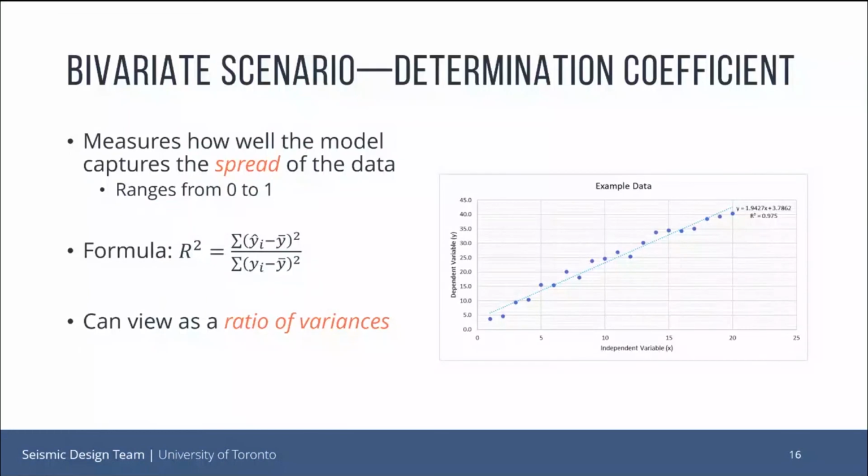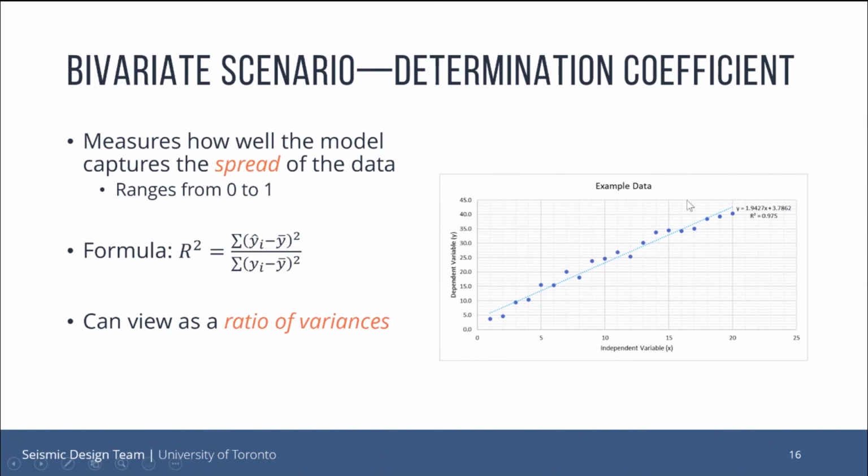The coefficient that we're actually interested in is this one. It's called the determination coefficient. And it's basically measuring how well our model captures the spread of the data. The important thing to note here is that it is a single number, and it's between 0 and 1. If it's 0, it means that our model is not very good. If it's 1, it means that our model is pretty good at representing what the original data is like.